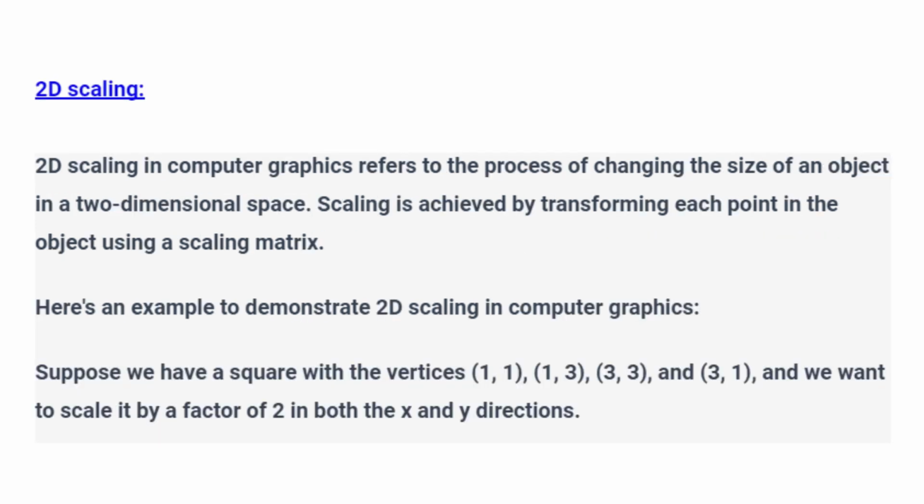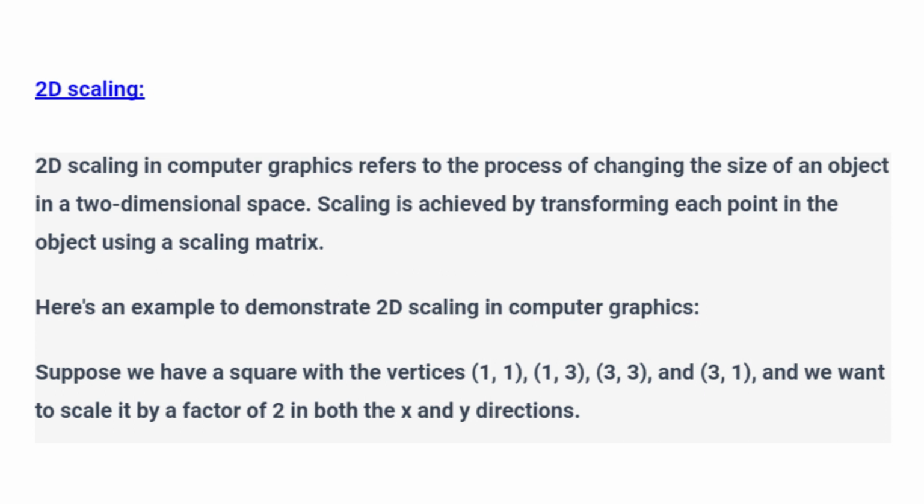2D scaling. 2D scaling in computer graphics refers to the process of changing the size of an object in a two-dimensional space. Scaling is achieved by transforming each point in the object using a scaling matrix. Here is an example to demonstrate 2D scaling in computer graphics.